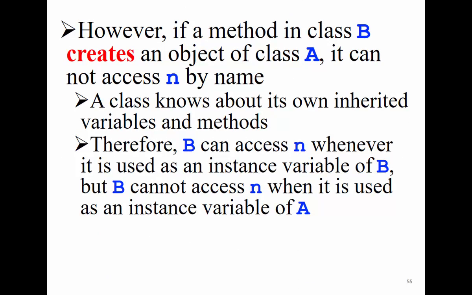This is a dangerous thing. If the method inside class P creates an object of A and tries to access N, it will not be allowed to access N, because N is defined as protected, and Java knows what is inherited and what is not inherited. This is similar to the example we discussed about customer and employee. The customer is trying to access an employee object's protected member, but there is no relation between employee and customer.